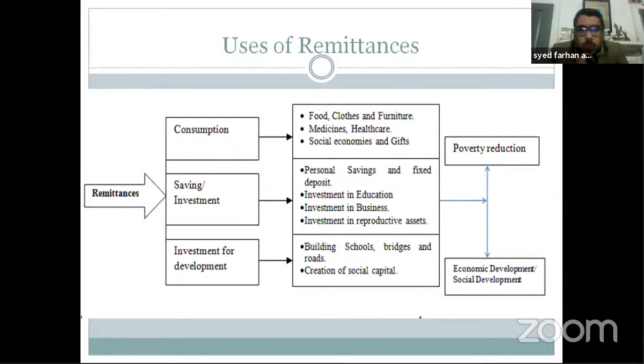On the other hand, if we look at savings and investment, these are used as personal savings and fixed deposits, investment in education, investment in business, investment in reproductive assets as well. On the third side, investment for development, so building schools, bridges, and roads, creation of social capital. I can say that for infrastructural activities, we can use remittances. So directly and indirectly, it is related to poverty reduction and economic development. So it's playing a great role in poverty reduction, I will say.